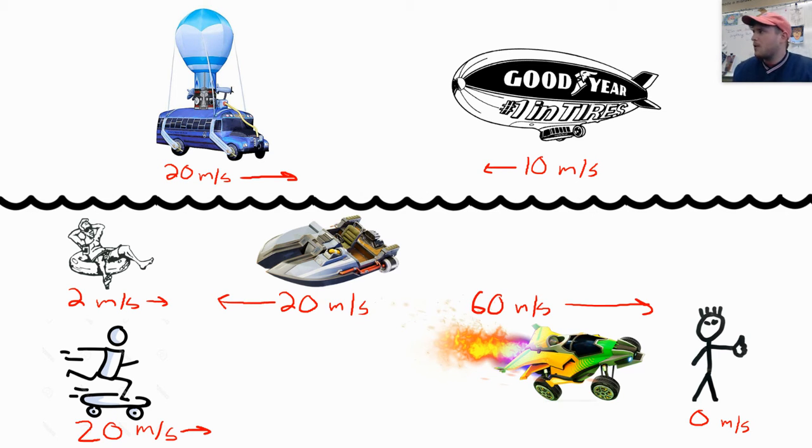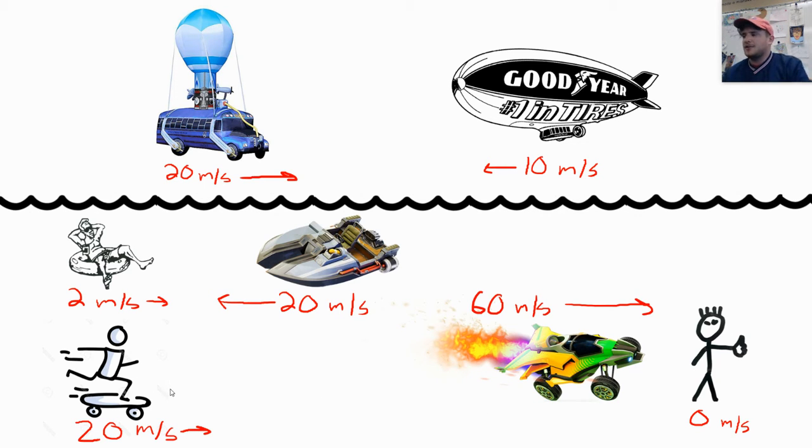The homework that I gave you guys was looking at a picture, a scene of a lot of different moving objects or people. What we have here is a lot of moving objects. We have a battle bus from Fortnite. We have the Goodyear blimp. We have this dude tubing. We got this nice boat, I think that's also from Fortnite. We got the soccer car, and we got a hitchhiker who's just standing there, and we got this skateboarder.